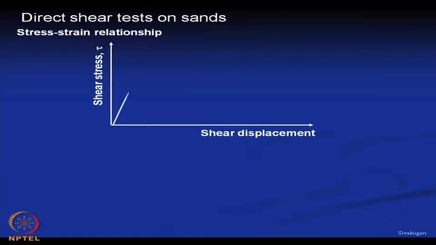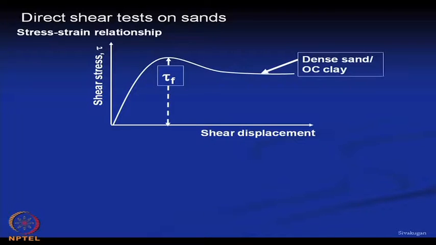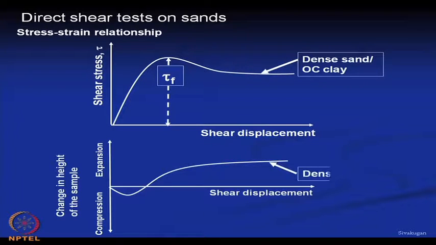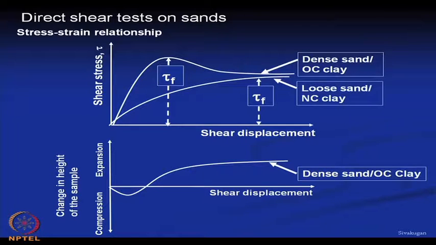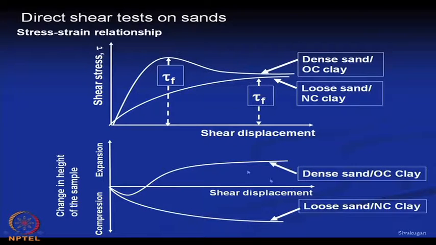We will get a similar curve for the direct shear test also. This is for the dense sand and this is for the loose sand, with similar volume versus shear strain. This is shear displacement and shear stress, and the previous curve was axial strain and deviatoric stress, but we get a similar nature of curve.